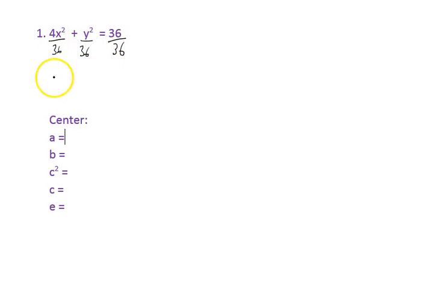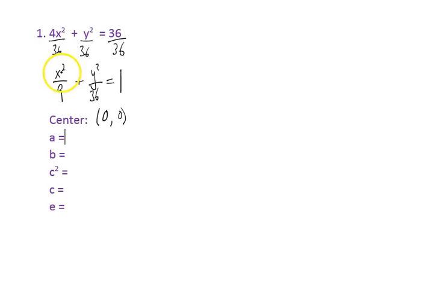Well, 4 over 36 will reduce to 1/9, so this will be x squared over 9. And then y squared over 36 doesn't reduce, so you have still the 36. And then 36 over 36 is 1. So here is my equation in the form that I'm looking for. Now, some of you are like, well, the parentheses aren't there. If the parentheses are not there, that means that h and k are 0. So with just a plain x squared and a plain y squared, I know that my center is at 0, 0.